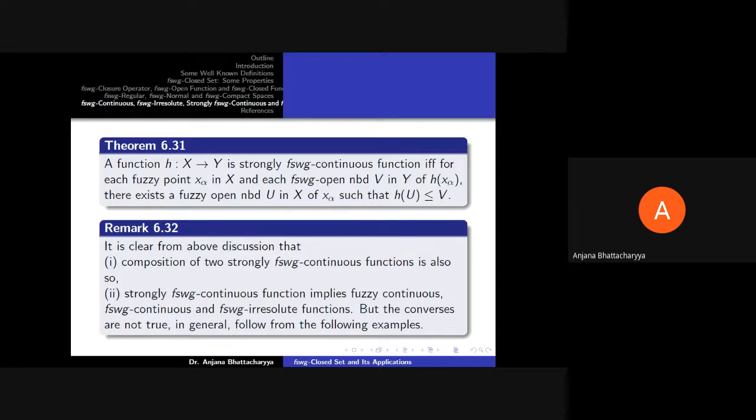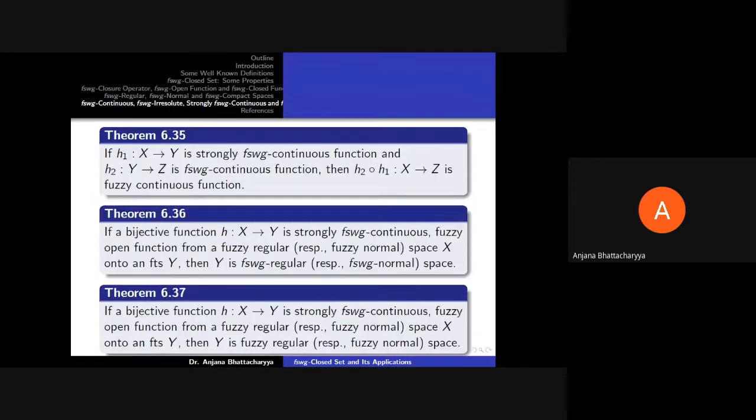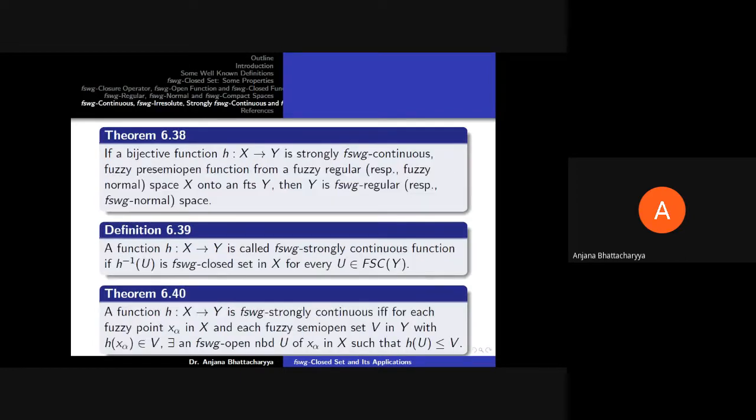And a strongly Fswg continuous function is fuzzy continuous, Fswg continuous, Fswg irresolute, but the converses may not be true in general, follow from these examples. Now there are some applications. These are some applications. Last one, a function h: x to y is called Fswg strongly continuous if the inverse image of a fuzzy semi-closed set is Fswg closed.